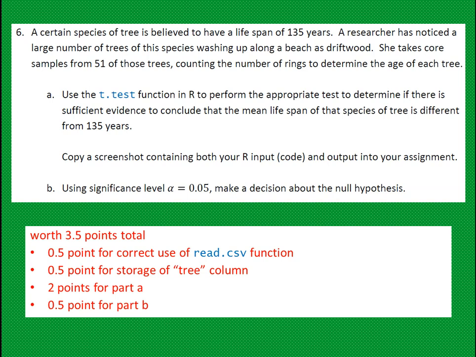Then part B, making a decision about the null, that's just half a point. That part's just either you reject the null or you don't reject the null.